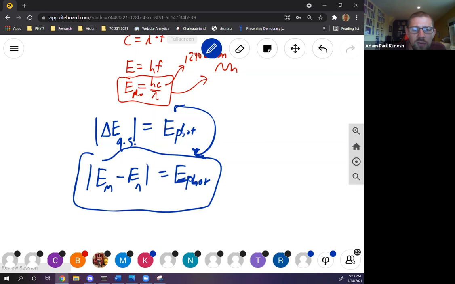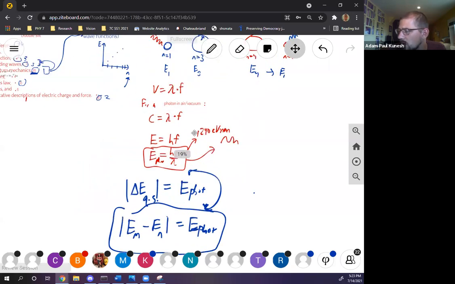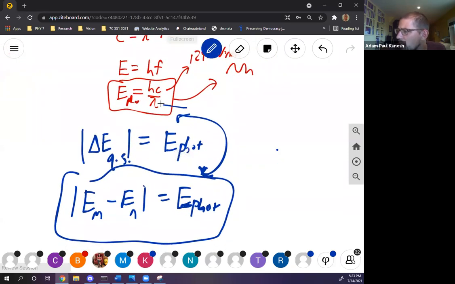Another question: is photon energy always positive? Yes, it is. Good question. One way you can see that just from math, without physical intuition, is that wavelength is always a positive number, and h and c are both positive. So the photon energy is always positive. It's not necessarily apparent without that, but it turns out it's true.